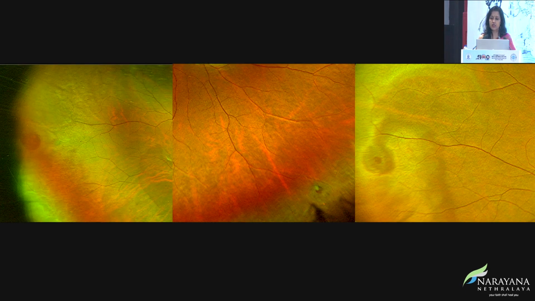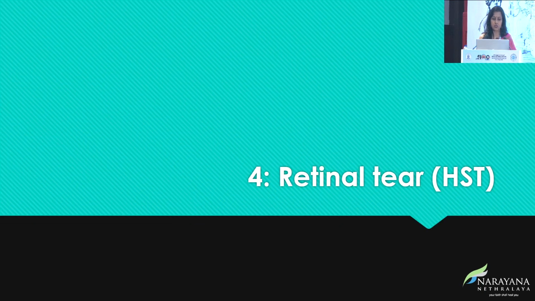Now, retinal holes, again, you can see atrophic holes, you can see operculated atrophic holes, and you can see even atrophic holes with a cuff of fluid. So all of them definitely need treatment because they are risk factors for retinal detachment. I've shown you all the three different types of retinal holes here.